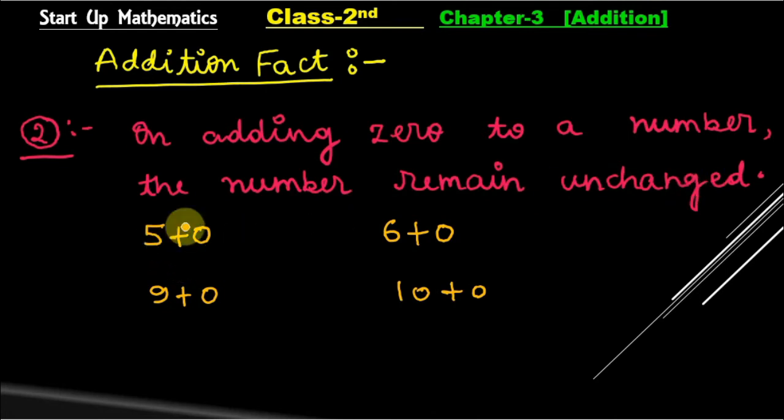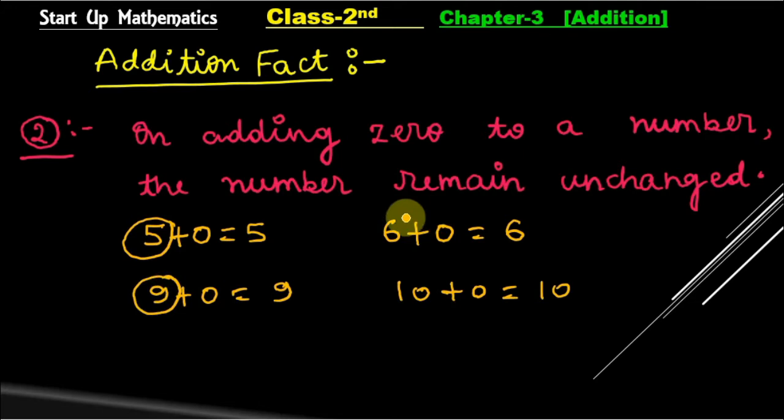So 5 plus 0 is equal to 5, 6 plus 0 is equal to 6, 9 plus 0 is equal to 9, and 10 plus 0 is equal to 10. It means the value of the number which is added to 0 will remain unchanged.